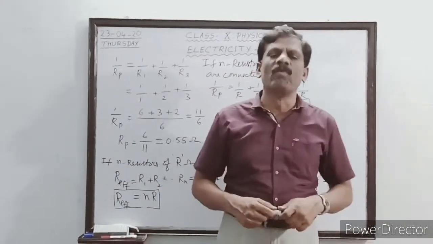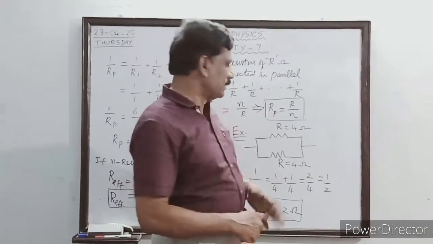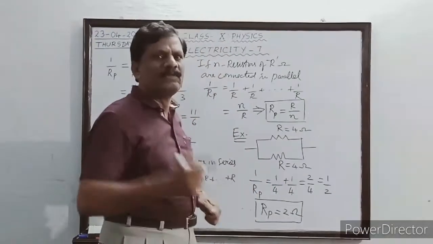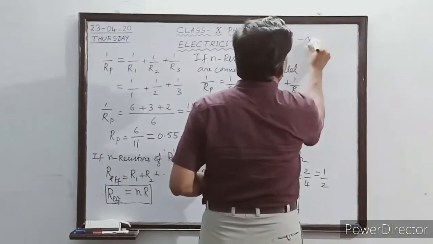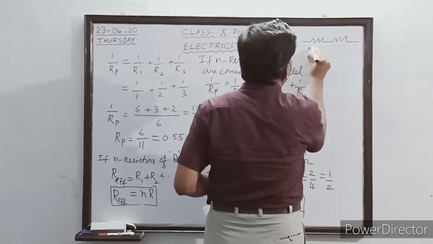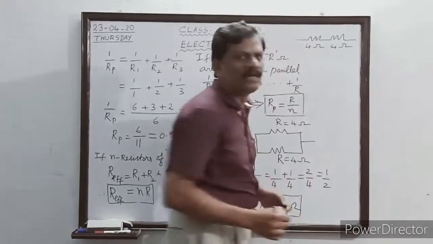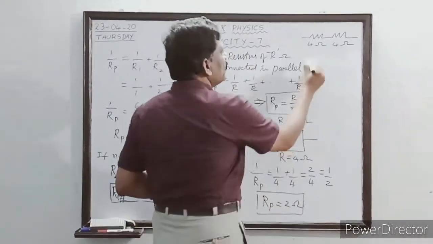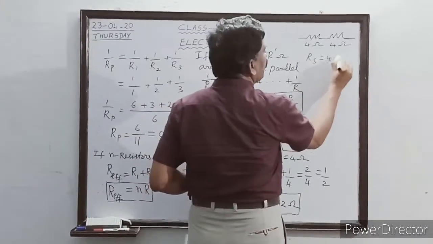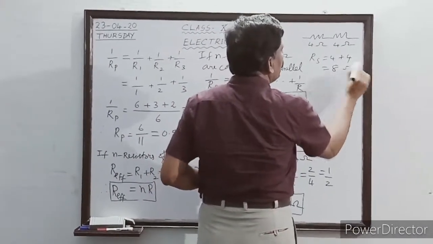So half of that 4 ohm is how much? 2 ohm. Understand? If the same two resistors, 4 ohm and 4 ohm, are connected in series, in series means how will you find? This is easy. So R series is equal to what? 4 plus 4 is equal to 8 ohm.